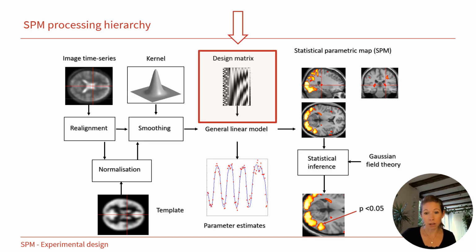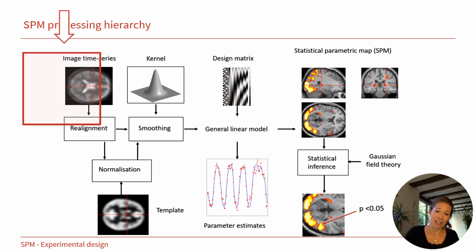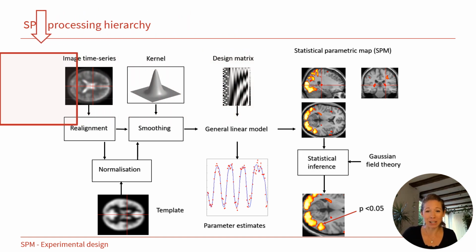You know this figure very well. It's the processing hierarchy. And when you want to locate the experimental design in this hierarchy, you will find it in the design matrix. The experimental design directly translates into the design matrix. But as I said before, actually, we could shift this to the very beginning of your SPM processing hierarchy, because the experimental design will, in fact, define what kind of data you're going to collect at the very beginning.